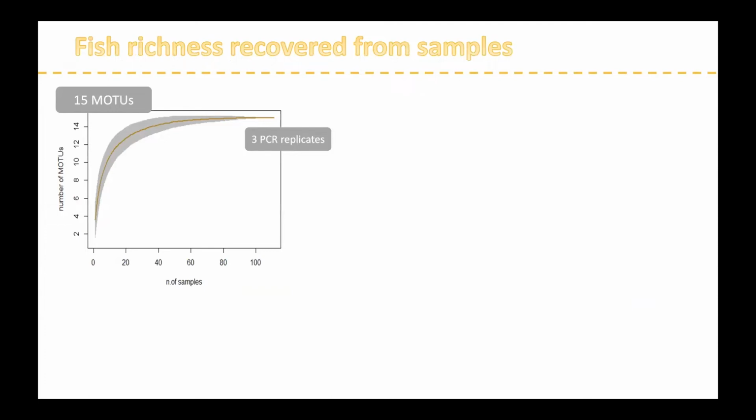Moving to the results, here you can see the fish richness that we recovered from our samples. We obtained 15 vertebrate MOTUs from 183 PCR replicates: 14 Antarctic fish and 1 marine mammal, the Antarctic fur seal. In order to be conservative, samples with fewer than 10 reads were omitted from the analysis. Although there is a great variability in the number of reads per sample, the species accumulation curve showed that we have enough samples to detect the diversity.